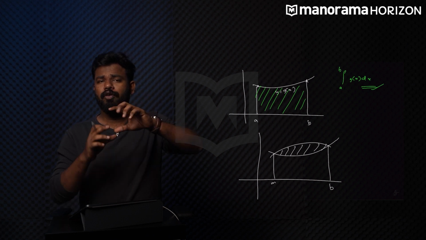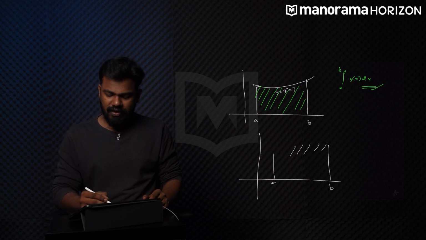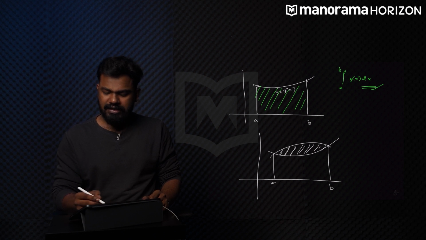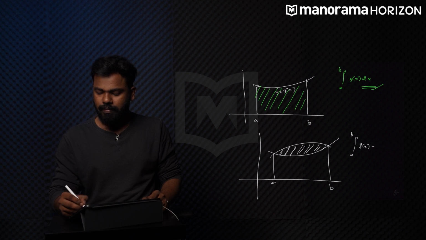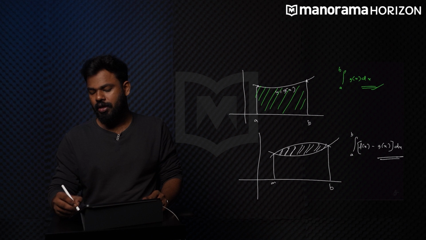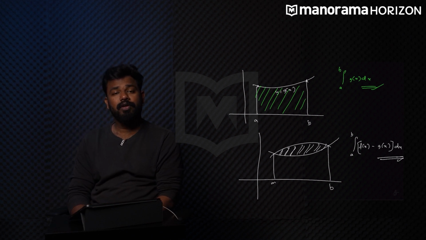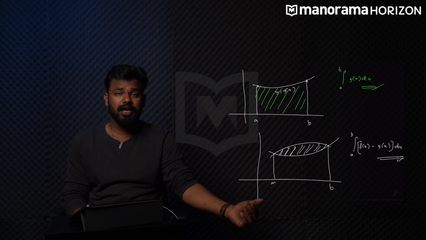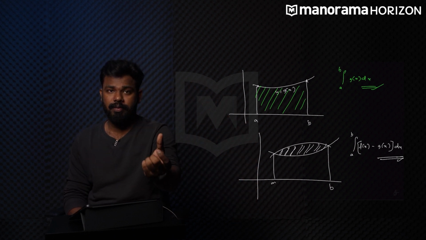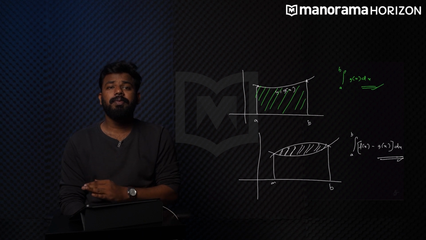So to find the area in between these two, I just have to take integral A to B f of x minus g of x dx. Understood? So to find the area between two different curves, always take the integral A to B, the upper curve minus the lower curve. Remember, upper curve with respect to the axis you are taking.